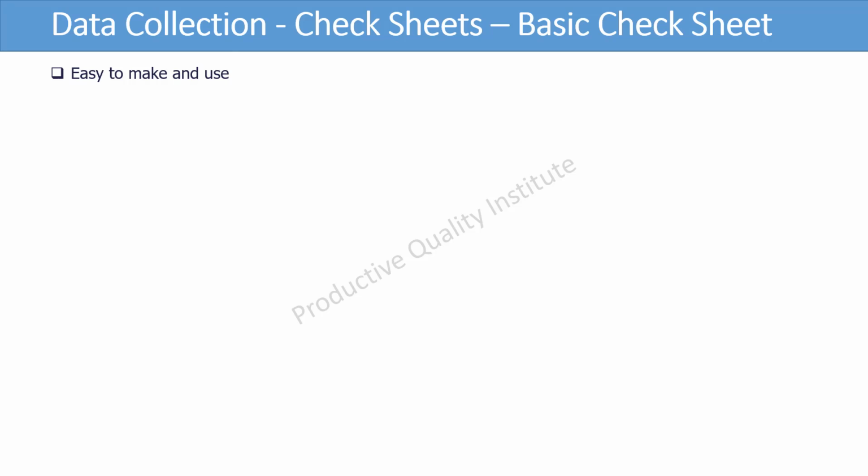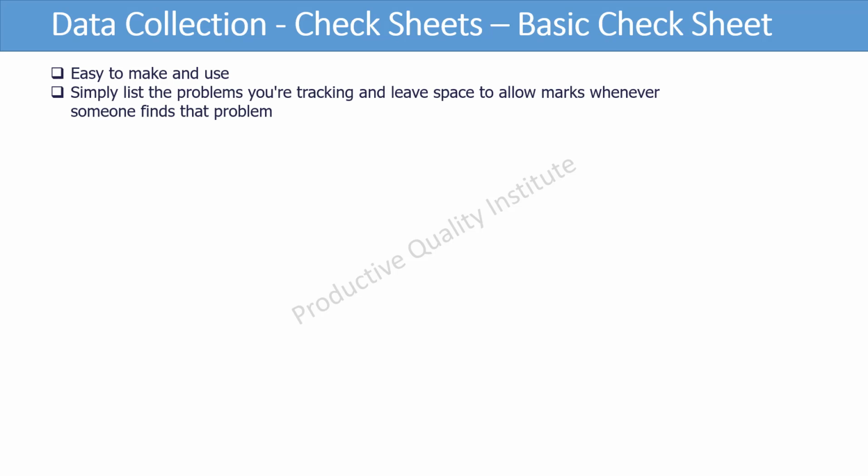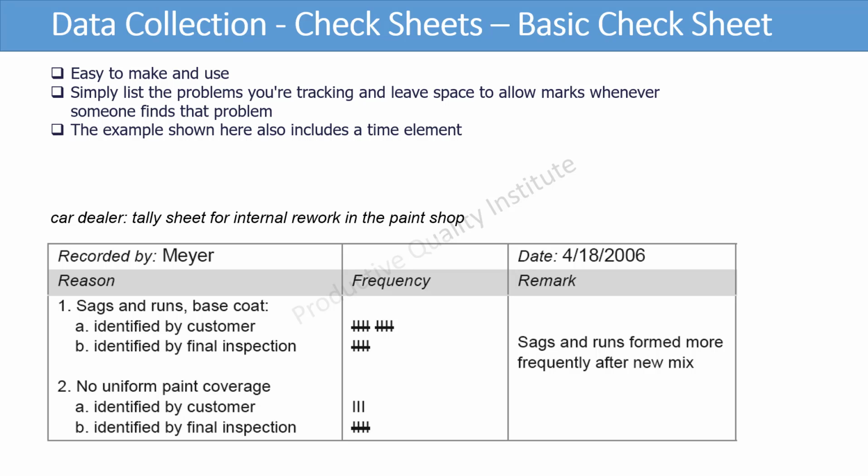Basic check sheet is easy to make and use. Simply list the problems you're tracking and leave space to allow marks whenever someone finds that problem. The example shown here also includes a time element. An example for a car dealer: tally sheet for internal rework in the paint shop. The sheet shows the reason, the frequency, and remarks.